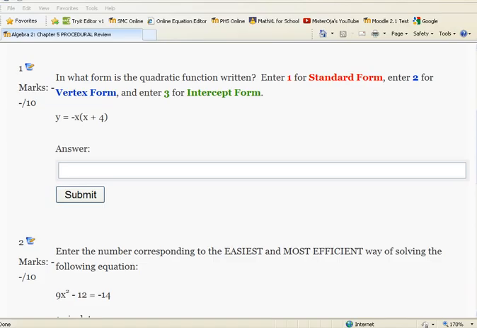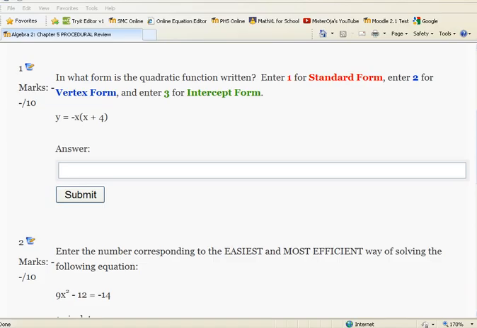Let's quickly zip through this procedural review. In what form is the quadratic function written? This is about just knowing, is it standard, intercept, or vertex? Intercept. It is intercept. And why?